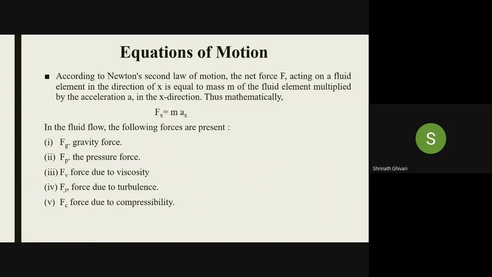Next, force due to turbulence. You have discussed laminar and turbulent flow. What is laminar and turbulent flow? Laminar flow is straight flow, sir. Streamline flow or laminar flow. It is flowing in layers. Smooth flow, flowing in layers.